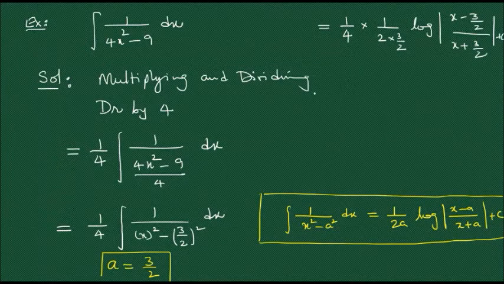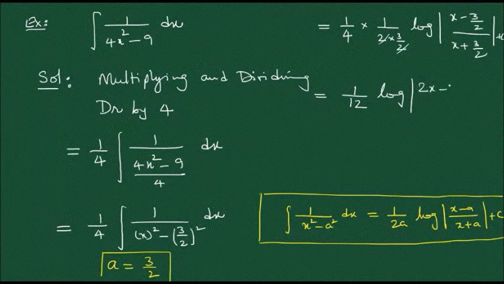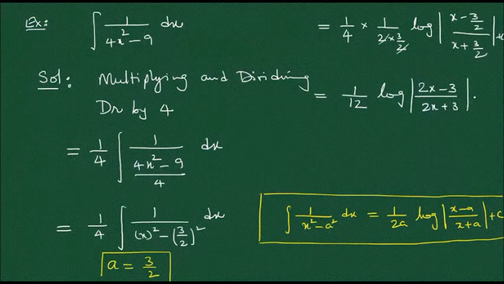So I can simplify this. 2 cancels, 1 by 12 log. If you take LCM, (2x minus 3) by 2, (2x plus 3) by 2. So the 2 cancels, giving (2x minus 3) by (2x plus 3) plus c. Hope you have understood the problem.